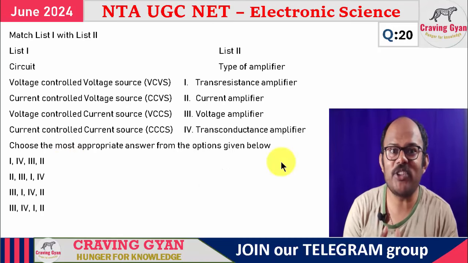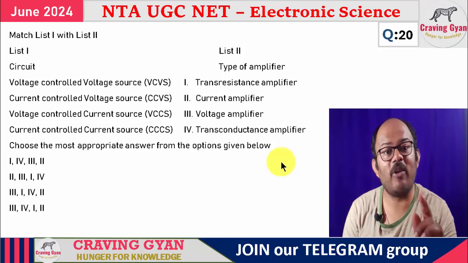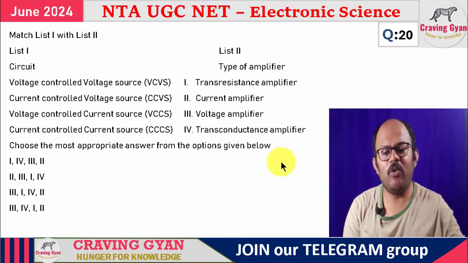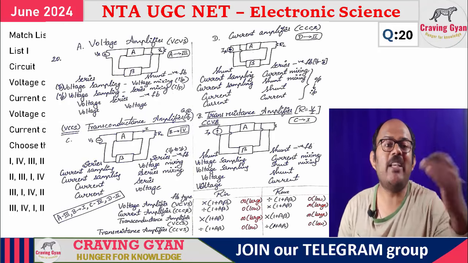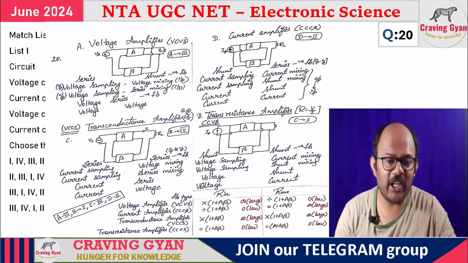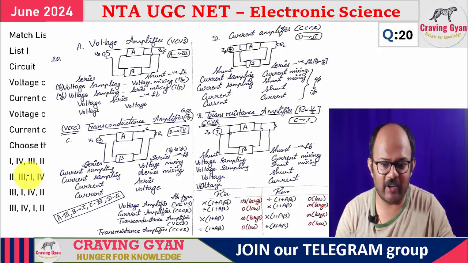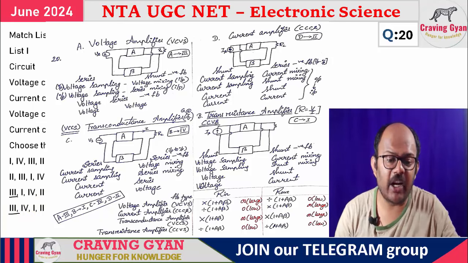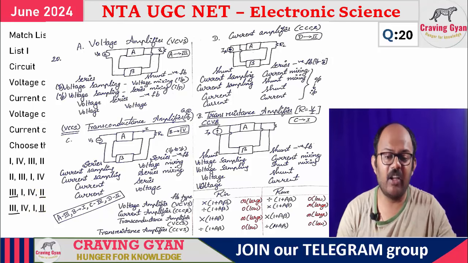For the 20th question, in list 1, they have talked about the type of circuit. In list 2, they have talked about the types of amplifier. Now, look at the things. I'm going to display a sheet. You can call it by several names. Voltage controlled voltage source is also referred to as what? Voltage amplifier. Similarly, current controlled current source is also referred to as what? Current amplifier.